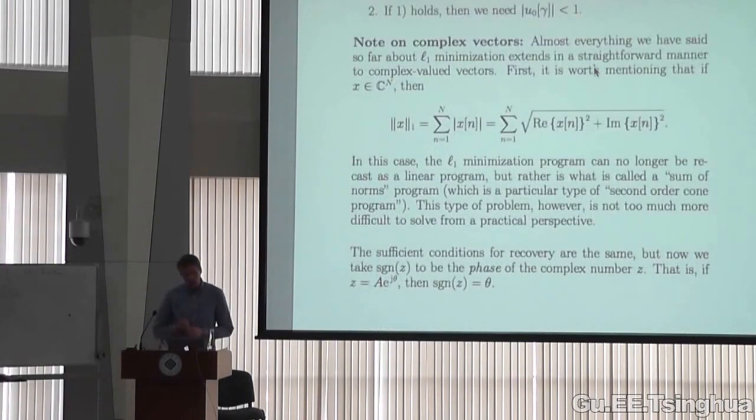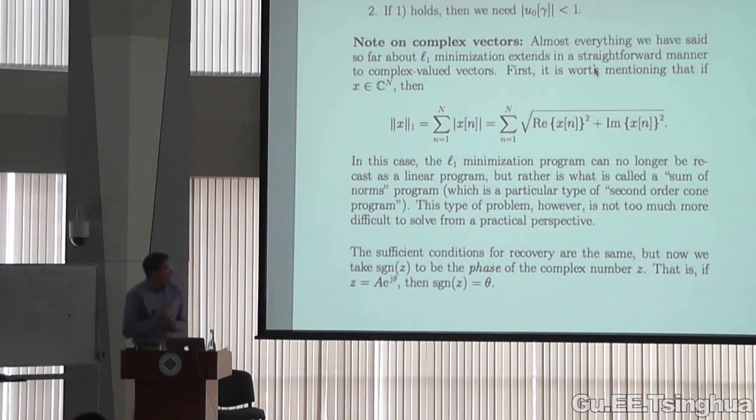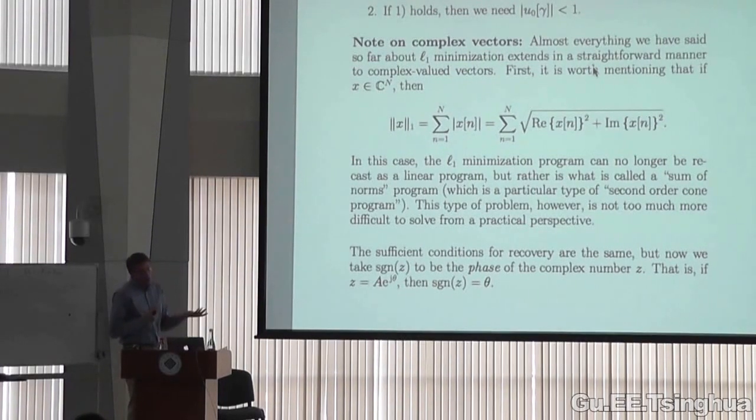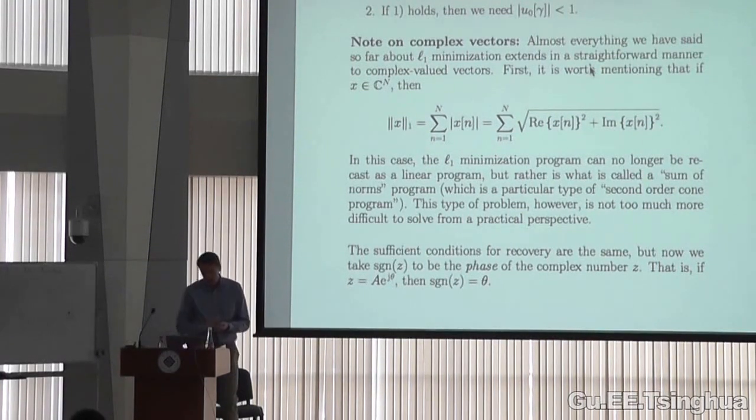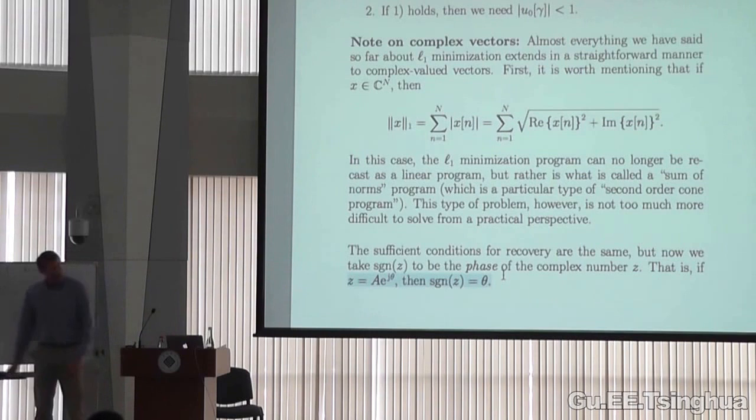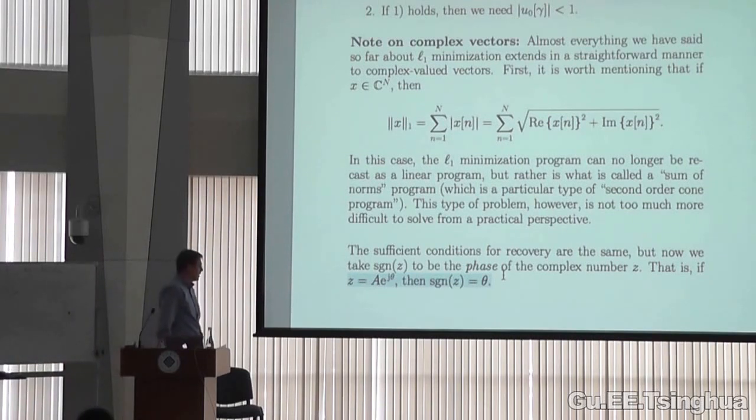Let me also say, with complex vectors, since we have Fourier transforms floating around, you can do almost the same thing. You just have to change what we mean by sign. The sign is not +1 or -1. If I write a complex number in magnitude-phase form, it's the phase. This is wrong; it should be e to the j theta, not theta here. So it's the e to the j theta part.